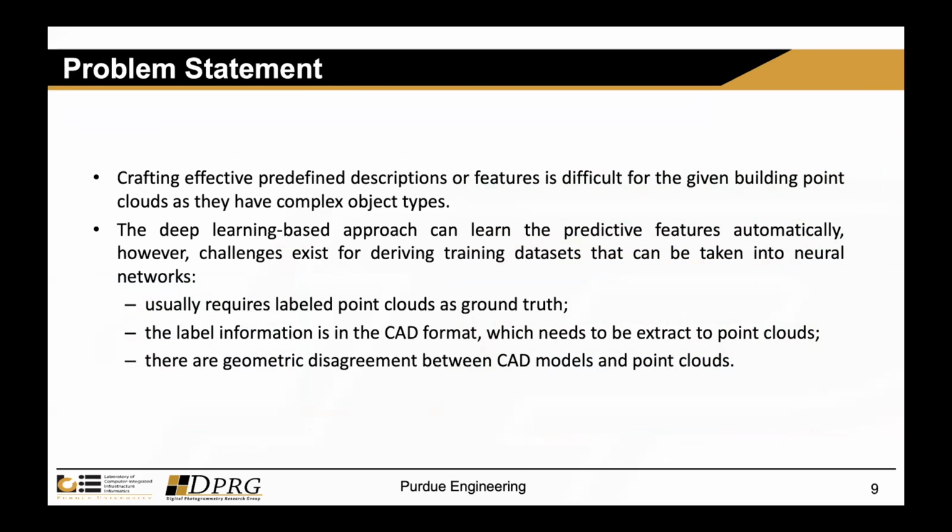First of all, the deep learning models that work with point clouds require labeled point clouds as ground truths. However, this label information is stored in the CAD model. Also, there are geometric disagreements between the CAD models and the point clouds that will cause mislabelings when you transfer the labels from CAD to the point clouds.